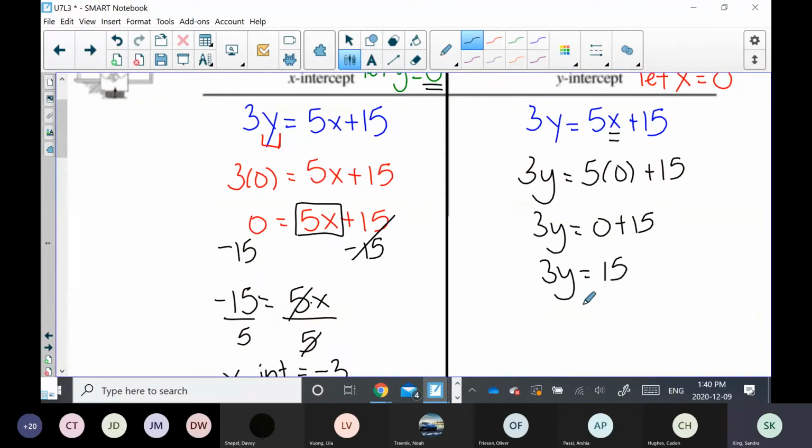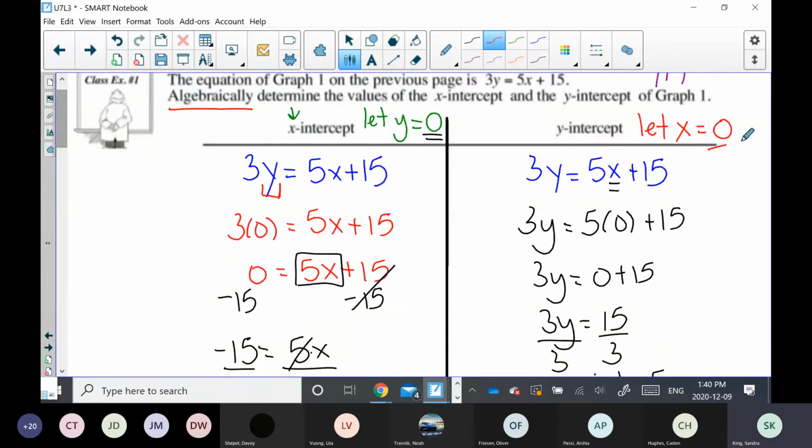And what we are doing is we're isolating for y. So divide by 3, divide by 3. The y-intercept is equal to 5. Once you have the intercept, you always give the ordered pair. So the ordered pair, y is 5. What was x if it's an intercept? Oh, the other letter is 0.